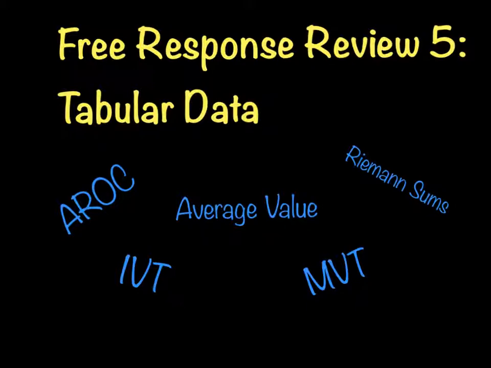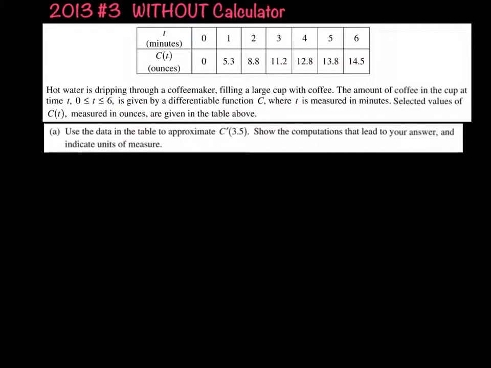So here we go. Okay, so let's get started with 2013 number 3, and this is a question that is to be done without our calculator. So you can see here we're given a table of values, and we're told that hot water is dripping through a coffee maker, filling a large cup with coffee. The amount of coffee in the cup at time t, 0 to 6, is given by a differentiable function c, where t is measured in minutes. Selected values of c of t, measured in ounces, are given in the table above.